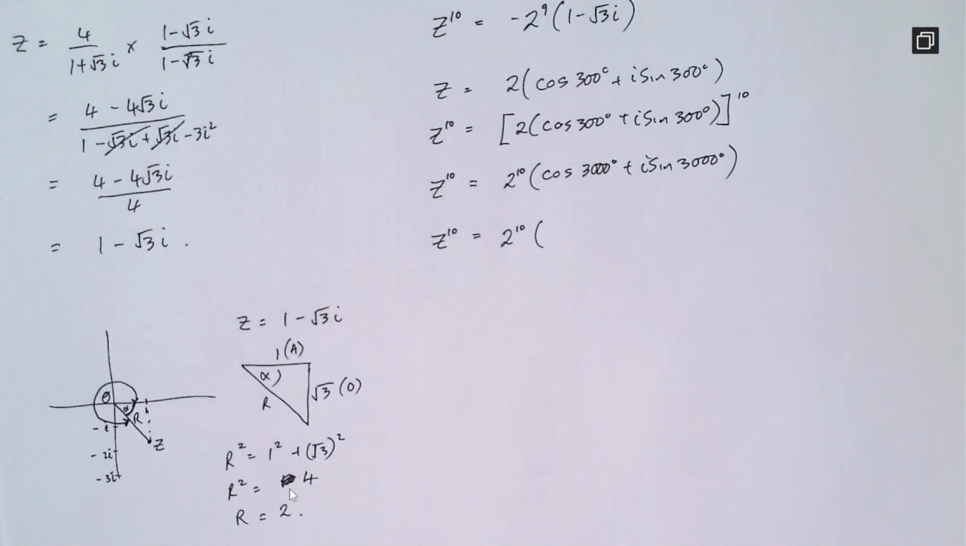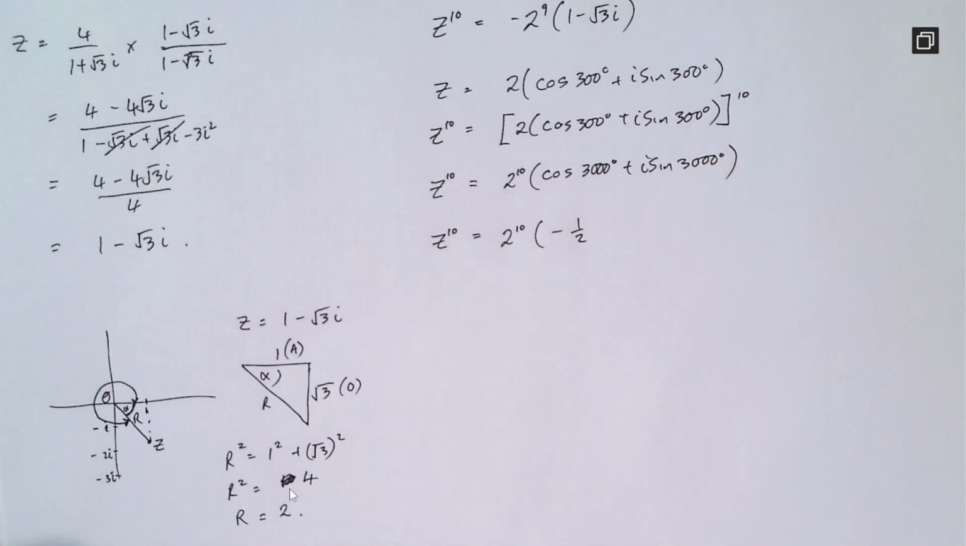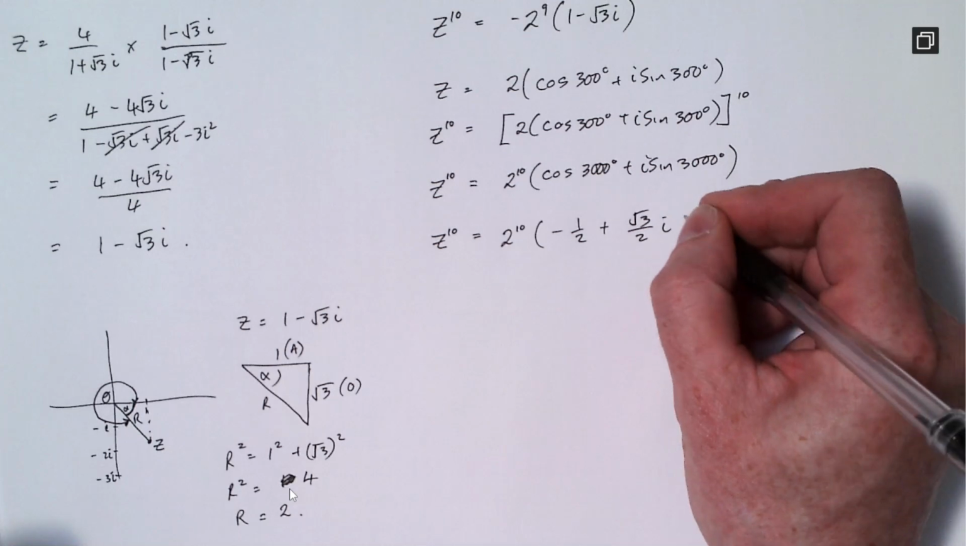So on the calculator, cos of 3 pi over 2 minus i plus sine of 3 pi over 2, plus square root of 3 over 2 i.